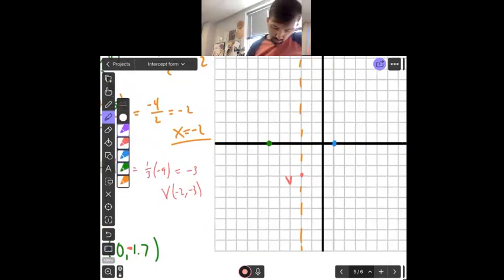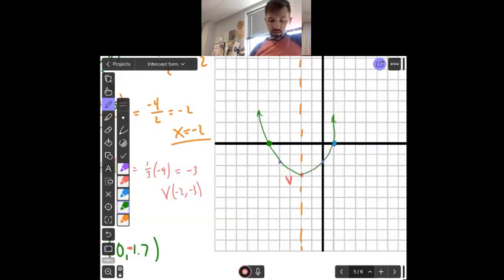Right about there. Go 2 to the other side. This is 2 away, so go 2 to the other side. Now, as I connect that, it looks like a parabola. It should not go straight up, right? It doesn't go straight up like that. You should have arrows on the ends of your graph.